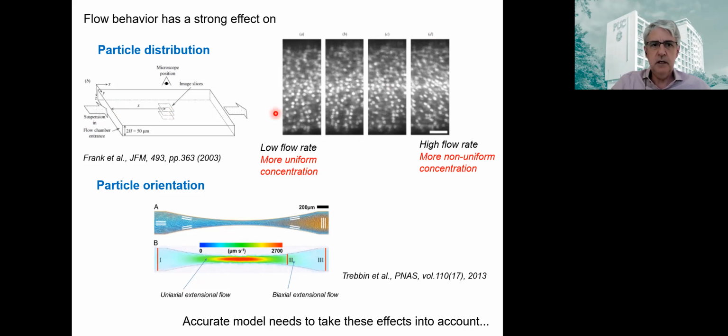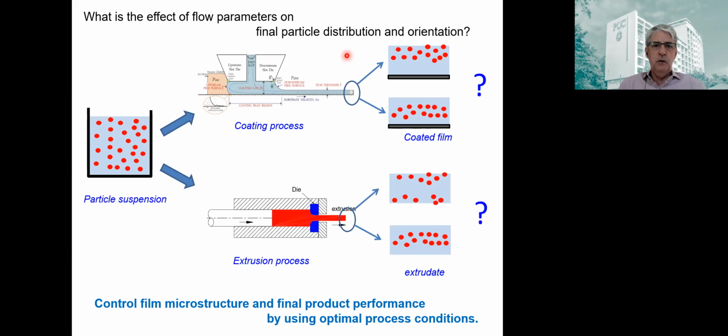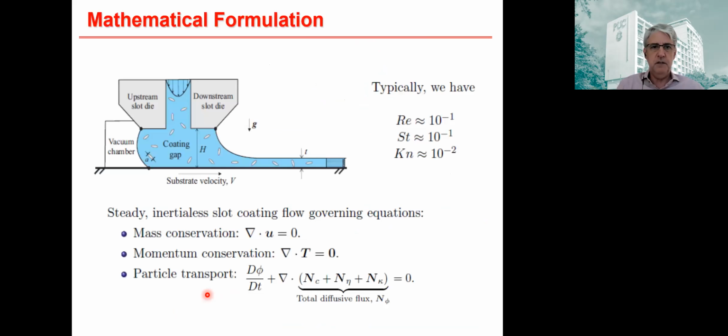Whenever you study a problem like this, you need to take into account that in a region near the wall the local particle concentration will be smaller than the bulk, and that may affect the shear viscosity and other rheological properties of the flow. As I mentioned, the goal is to study process flows of particle suspensions and look at the effect of the flow parameters on both the particle distribution and the orientation. And maybe these types of predictions may help to understand how the microstructure or final performance of the product that you're manufacturing can be controlled by the process conditions.